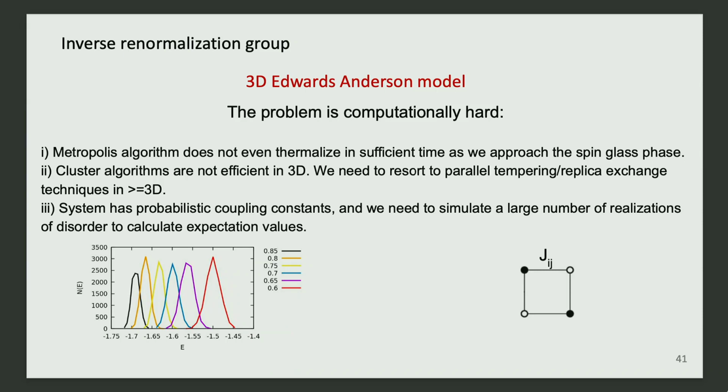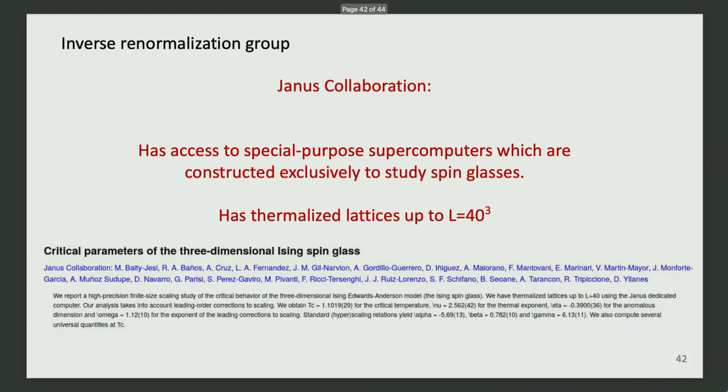So let's say that we need 1,000 realizations of disorder. 1,000 realizations of disorder times 20 Monte Carlo simulations, we need 20,000 Monte Carlo simulations. And we also need to be simulating multiple replicas. So we need at least 2 replicas, so 40,000 Monte Carlo simulations for L equals 16 in 3 dimensions. I hope that I have convinced you that this is a difficult problem.